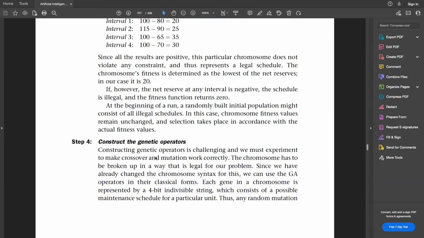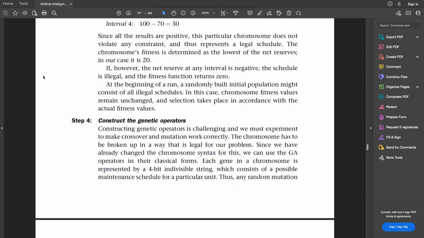So after calculating the fitness, of course, now we go into using the genetic operators, reproduction and mutation. So here we construct genetic operators. Okay, so we determine what kind of genetic operators we are going to use. Constructing genetic operators is quite challenging practically, and in most cases you must experiment to make crossover and mutation work correctly.